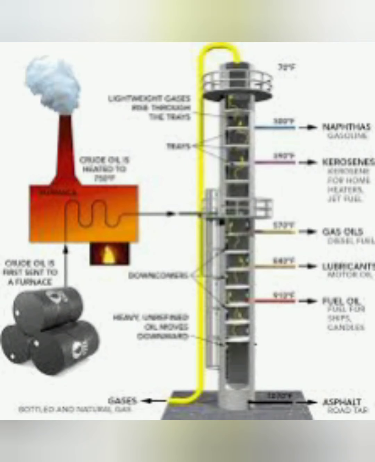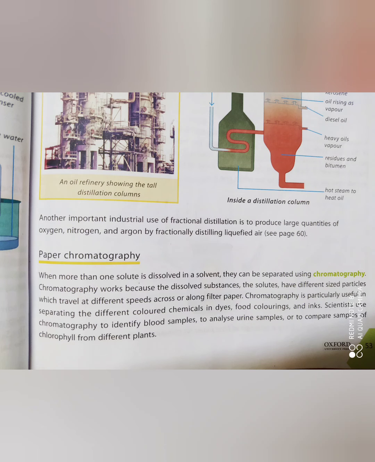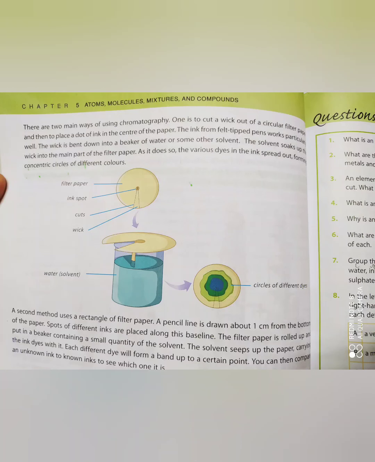of the column. This type of distillation is called fractional distillation, and the tower is called a fractionating tower. On page number 53, another technique is used and explained, called paper chromatography. Paper chromatography is mostly done for dyes and the separation of their components.